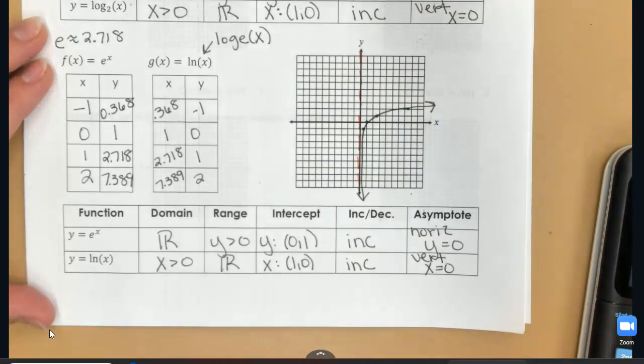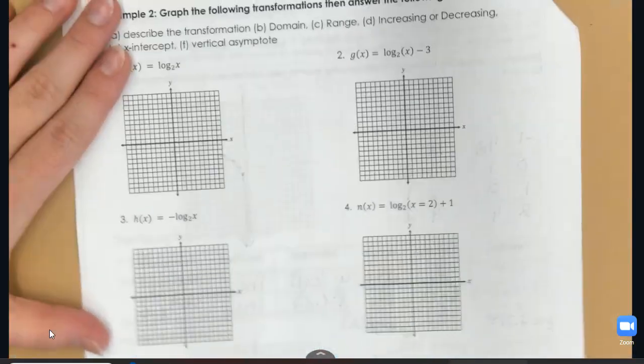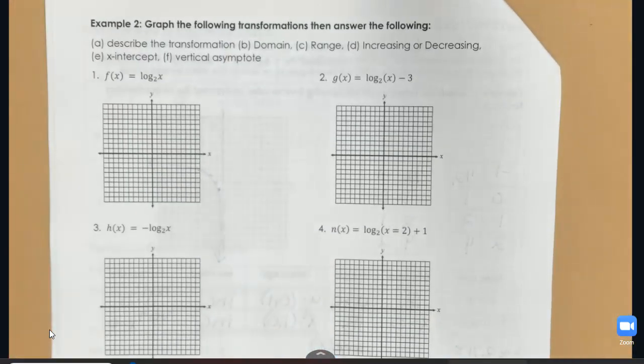Okay, with all that in mind, we are now going to graph some logs with different transformations, and I am going to get cut off with time for this video, so I am going to start a part 2 for the rest of these.